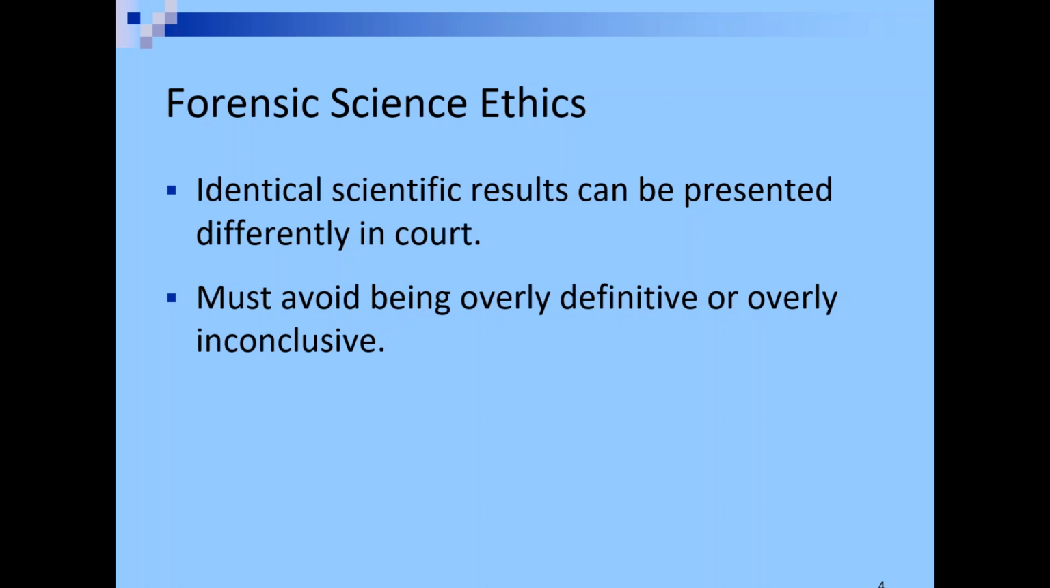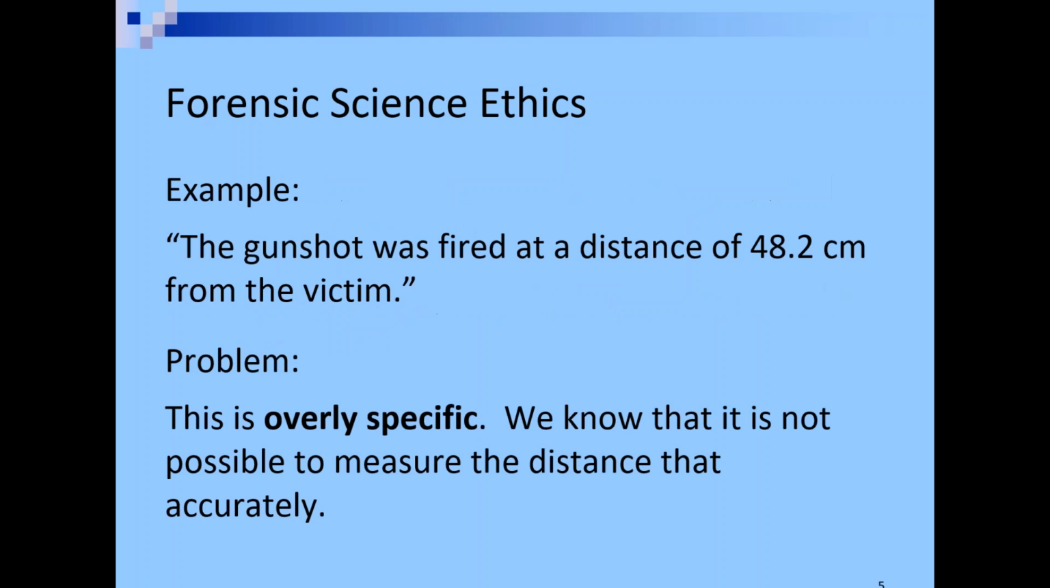Okay, so let's conclude this section on forensic science ethics: identical scientific results can be interpreted differently by different forensic scientists, and definitely presented differently in court. So the forensic scientist wants to avoid being overly definitive or overly inconclusive. Now we're going to go over and give examples of both of these terms. So again, you can answer a true-false question on a quiz or exam.